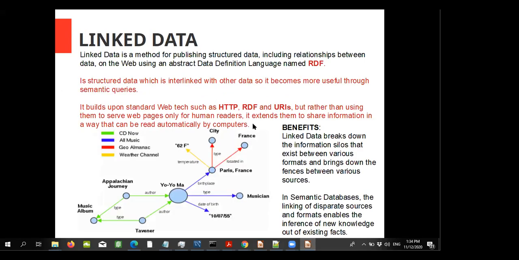Semantic web, using machines to make sense out of data and information. So linked data is the underlying technology used for publishing structured data, which has relationships. It's built upon web standards, HTTP, RDF, all this exists. There's nothing new.